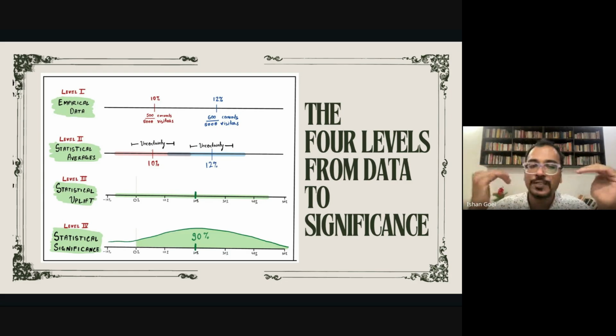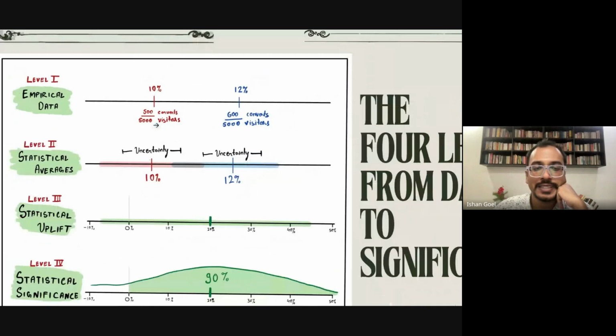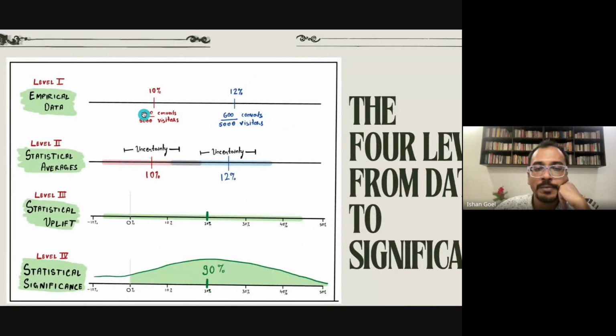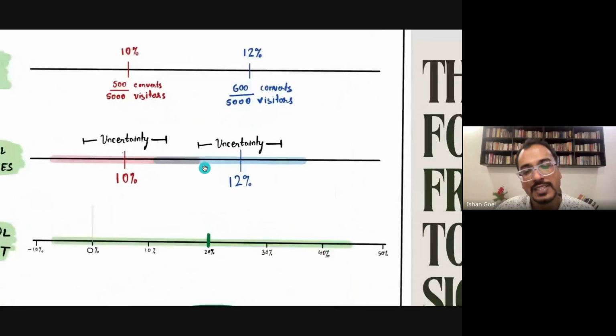Now, the second level of statistics is the statistical averages. What we do here is that we take the empirical numbers, we divide them, and we get an estimated conversion rate. So if we have 500 converts out of 5,000 visitors, then what you are saying is that my conversion rate is essentially 10%. And here for 600 converts and 5,000 visitors, my conversion rate is 12%.